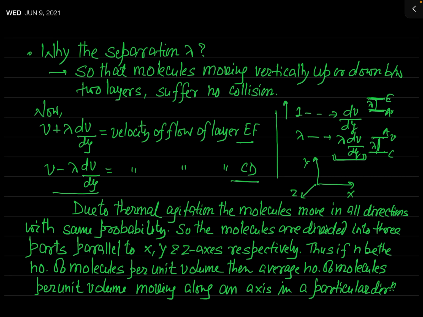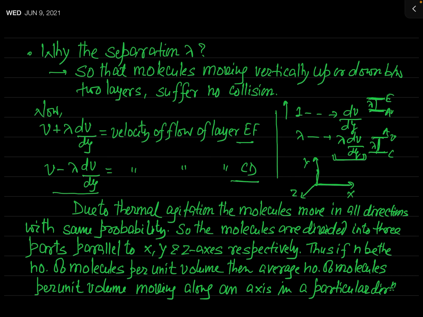So as a whole, if we consider that there are n molecules per unit volume, then along a particular direction, that is along the x direction, along the y direction and along the z direction, the probability of motion of a molecule will be equal to 1/3 of the total probability. That is, if n is the number, then there will be n by 3 molecules which may move either in the x direction or in the y direction or in the z direction.